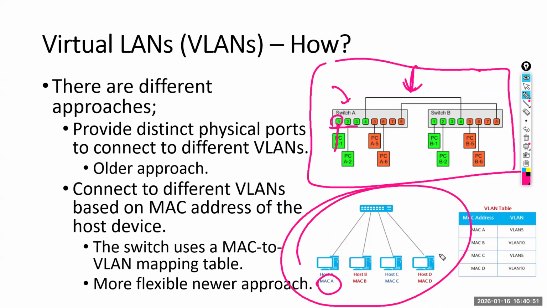At any time, if you move from the HR department to the finance department, that means you are transferred, not physically. Then you can ask your system administrator, okay, now I don't want to be in the finance department LAN, I want to be in the HR department LAN. I must be connected. So then they will change this VLAN table. From that point onwards, when you connect to the network, you are connected to the HR department. So this is more flexible.